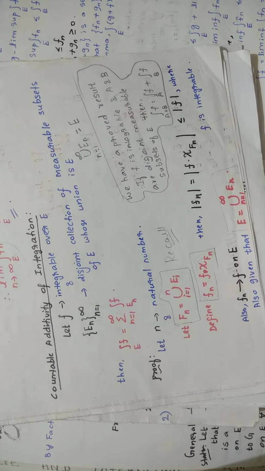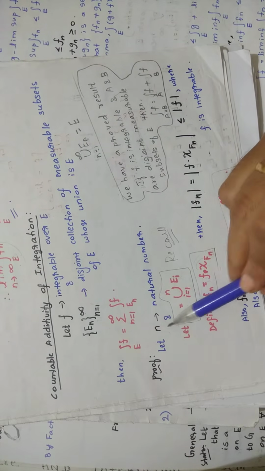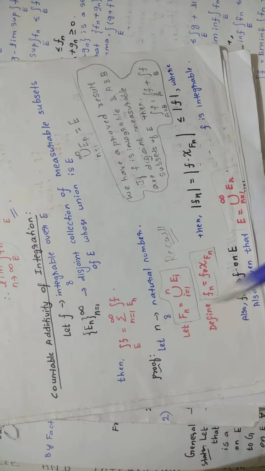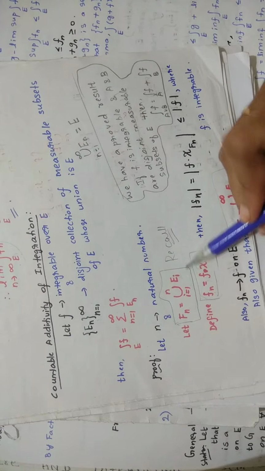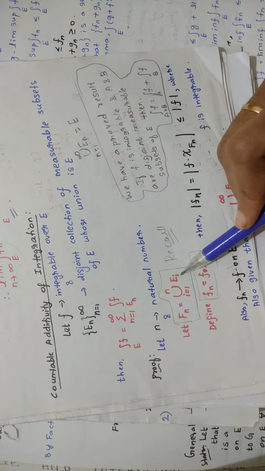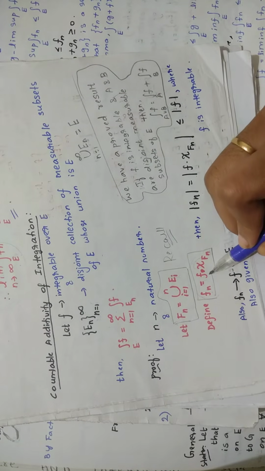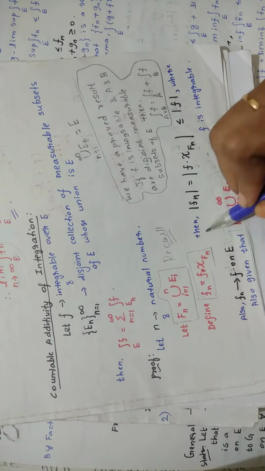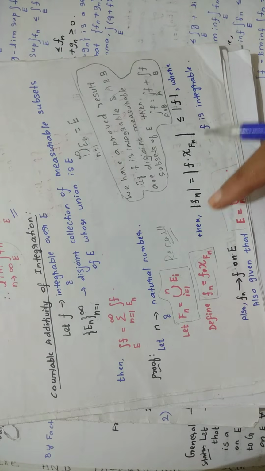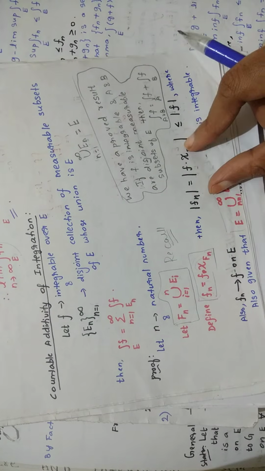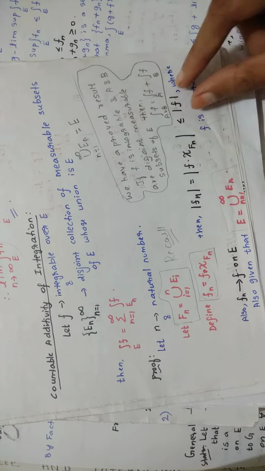Okay, what are you doing first? First you are taking a natural number n, and you are taking fn equal to like this, the union of i equal to 1 to n of Ei, and you are defining fn equal to f times chi of that set. Then you are taking modulus on both sides, so that you are writing this value will be less than or equal to mod f.